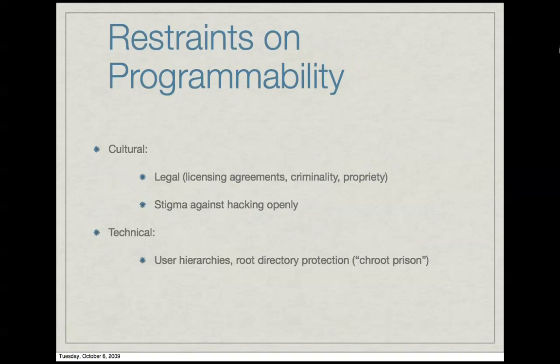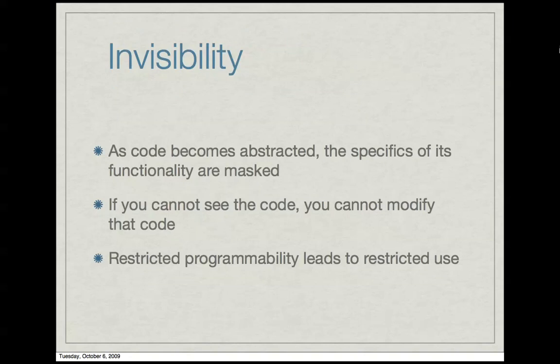Modifying code directly often involves requisite knowledge of a specific programming language and an ability to comprehend procedural mathematics in the form of a complex algebra and calculus. There are cultural and technical restrictions that limit programmability on all levels, but the most relevant to discussion of variation in abstraction as we go up and down the chart is invisibility. As code becomes abstracted, the specifics of its functions are masked.